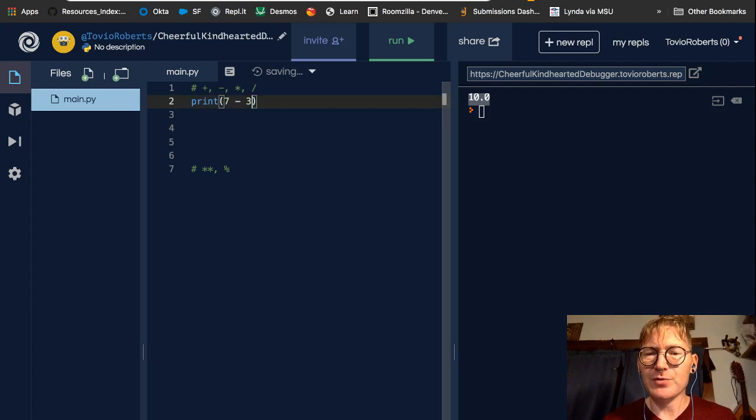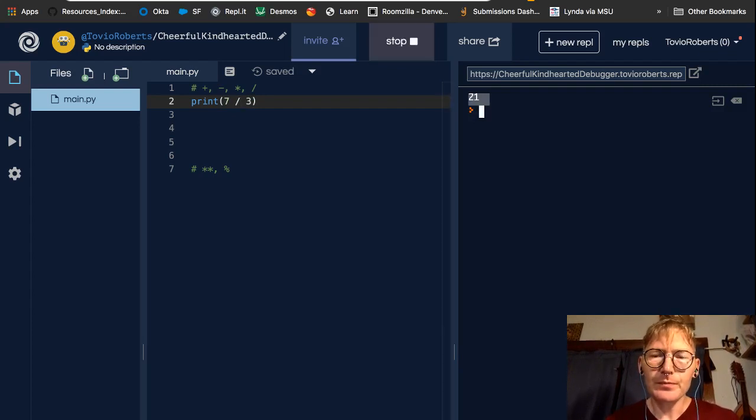And here we have subtraction. These are all going to do what we expect. 7 times 3, we're going to get 21. And 7 divided by 3, we're going to get 2.3 repeating. And notice here on the end, this is a 5.